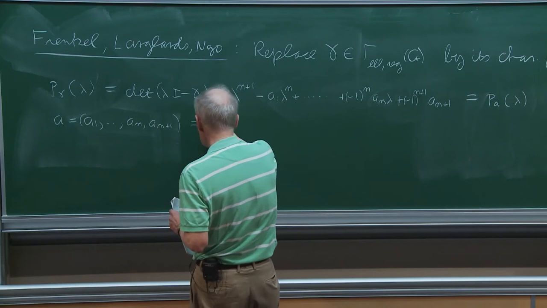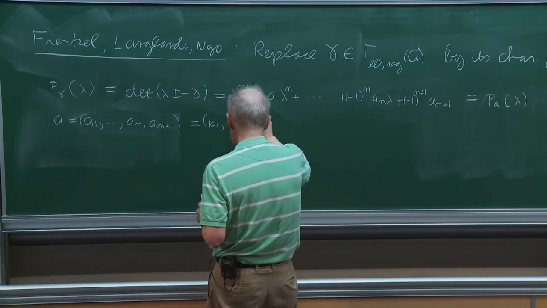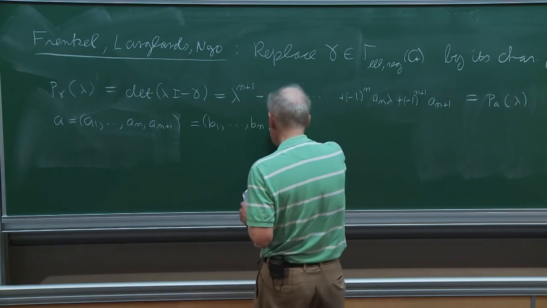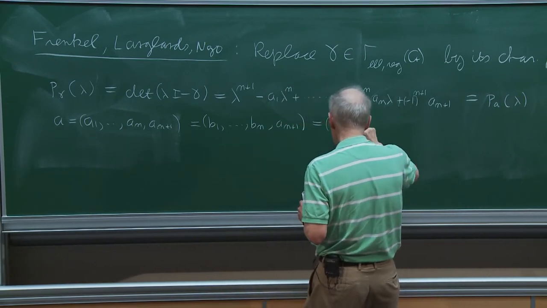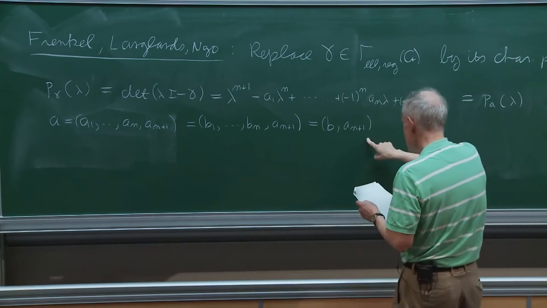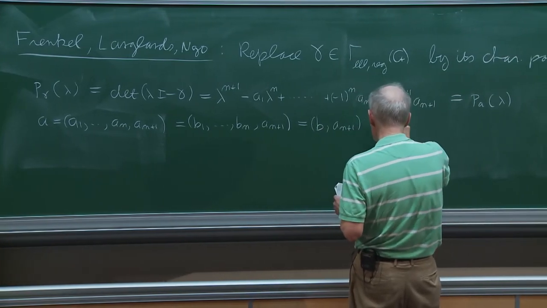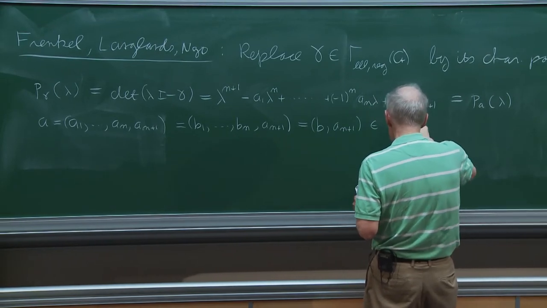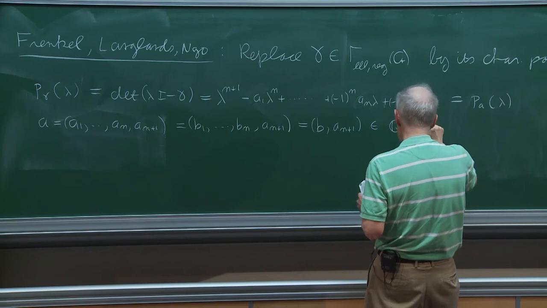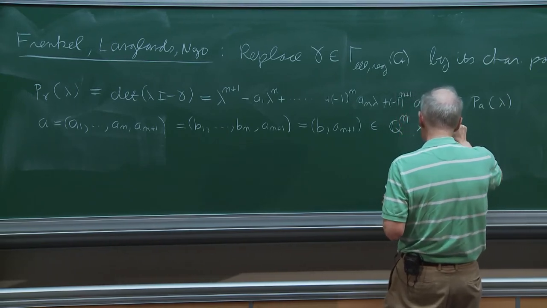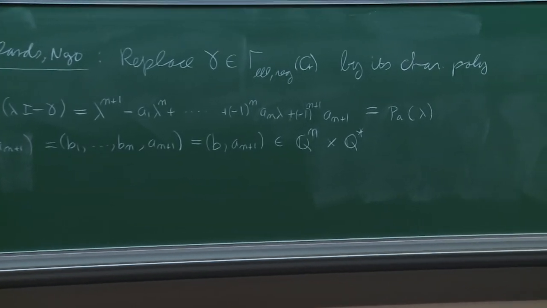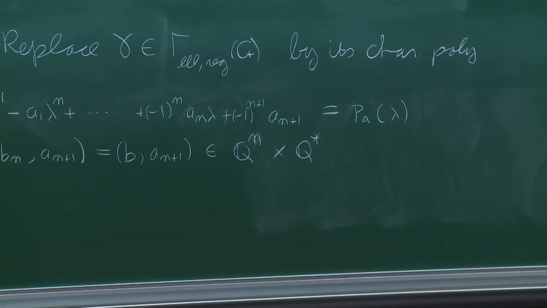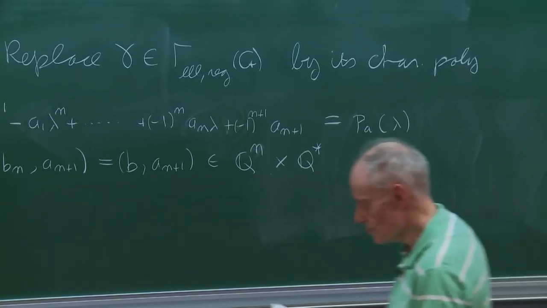So let's keep that separate. It's numbers, let's say, b_1 up to b_n, and a_(n+1), or just a vector b and a number a_(n+1), where this b is going to be an arbitrary rational number, and b_(n+1) has to be a non-zero rational number. Well, I say arbitrary, but that's not quite right, because I'm dealing with elliptic conjugacy classes, and that's to say, precisely, that this characteristic polynomial is irreducible over the rational numbers.